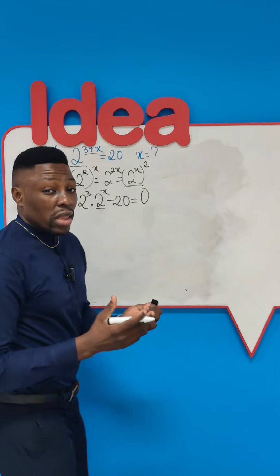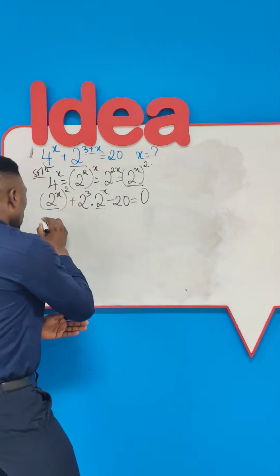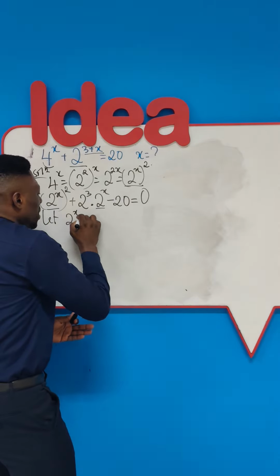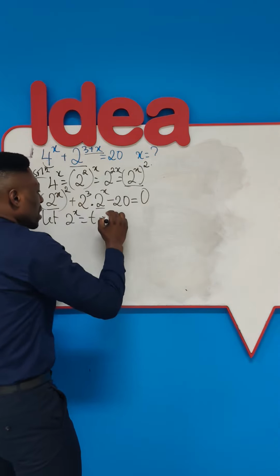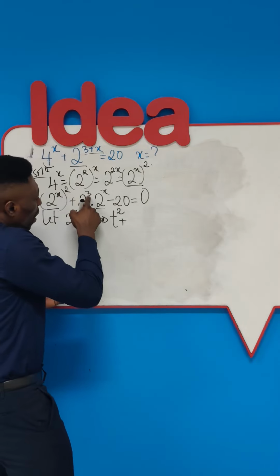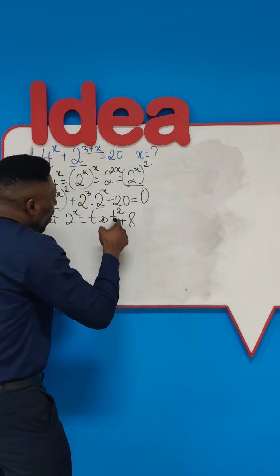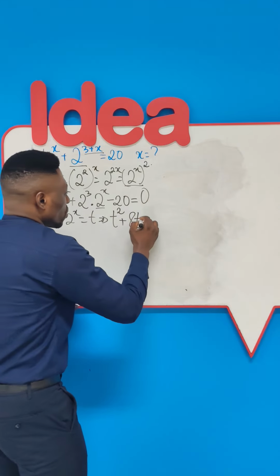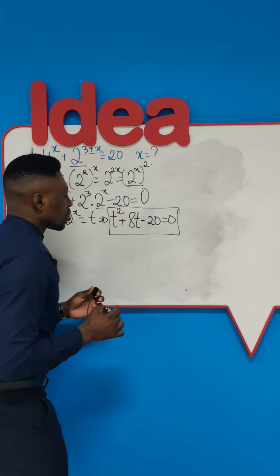I will introduce another variable here so that I don't have to be carrying 2 to the power of x all along. So I will say let 2 to the power of x be equal to t. So that now, instead of 2 to the power of x, I'll have t squared plus, what is 2 raised to the power of 3? This is 8. So 8 times 2 to the power of x, therefore 8t, and then minus 20 equals 0. Clearly, I now have a quadratic equation.